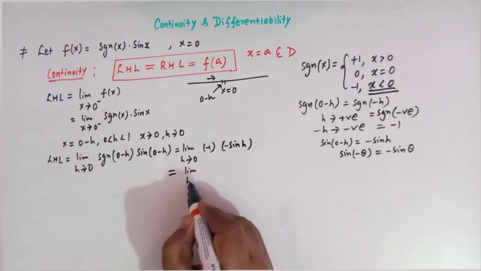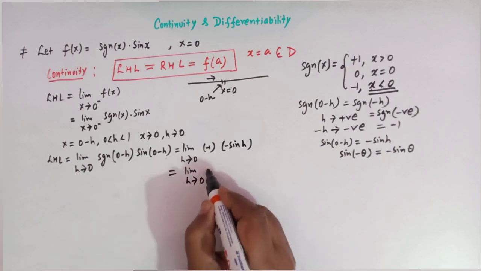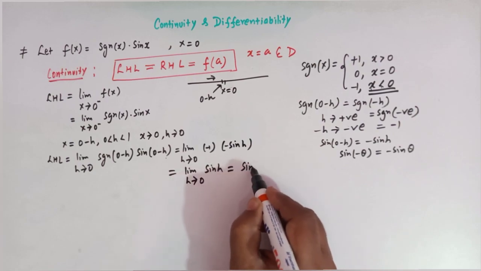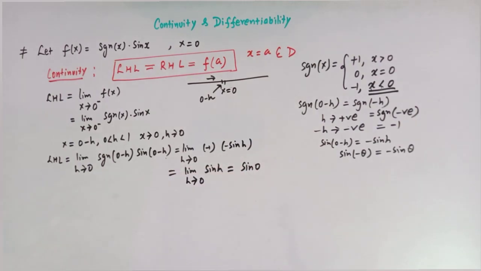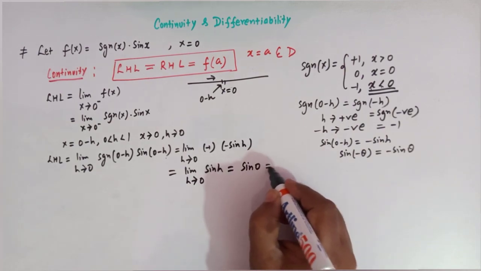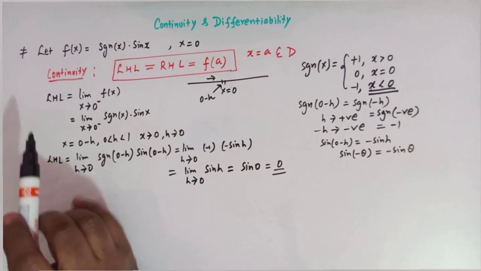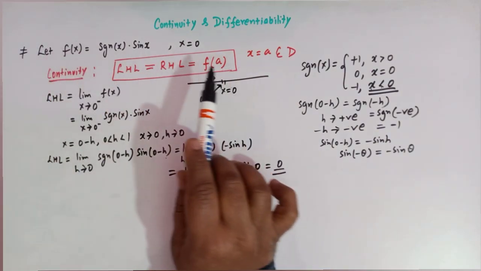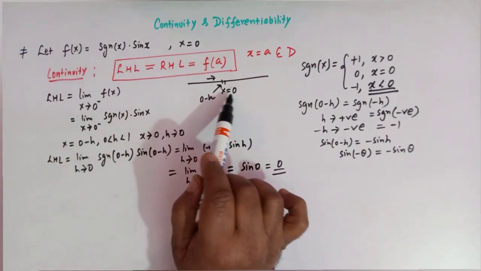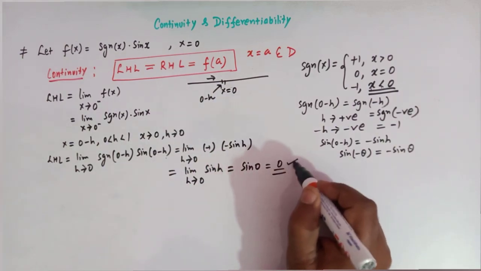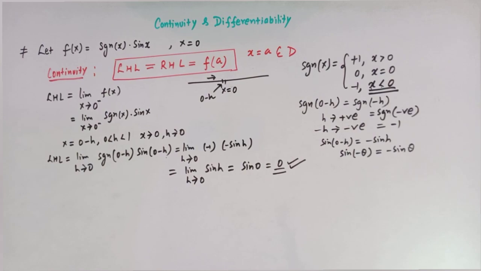So we are now left with limit h tends to 0 sine h, and this limit is simply sine of 0, which is equal to 0, right? So the left hand limit of this function when x approaches 0 from the left is equal to 0. Now let us find out the right hand limit.